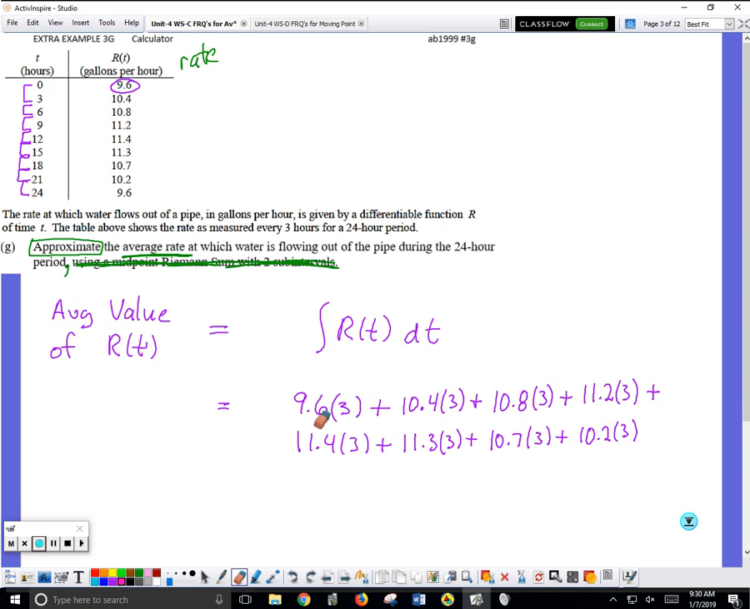It's not the average, but I can make it the average by doing a little trick. I'm going to factor out the 3. So write this down. We take out the 3, and we're left with 9.6. We won't write all of them. It gets a little bit tedious. Plus 10.4, plus ... and the last one would be 10.2. So we just factor out the 3.